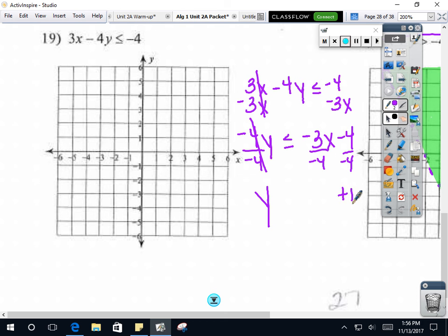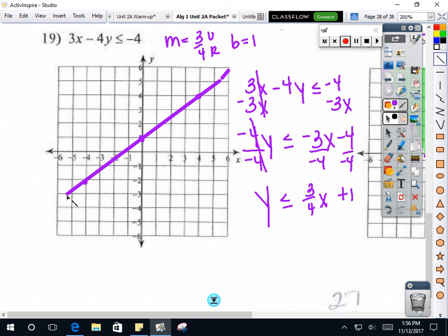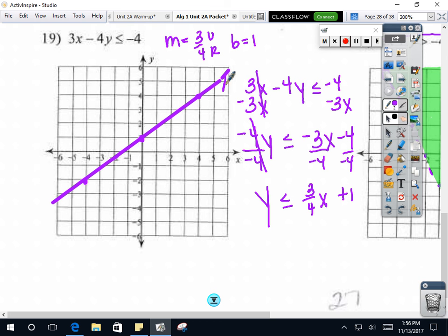Well, that will become a positive 1 at the end. This will become a positive 3/4. Okay, so now m equals 3 over 4, which is up 3, right 4. B equals 1. So I go up 1 and plot my y-intercept, and then I go up 1, 2, 3 over 1, 2, 3, 4, or I could have gone down 1, 2, 3, left 1, 2, 3, 4. Is it dashed or solid? Which tells us that all the points on the line are solutions. Okay, and then where do I shade?